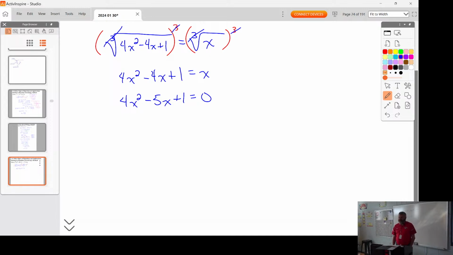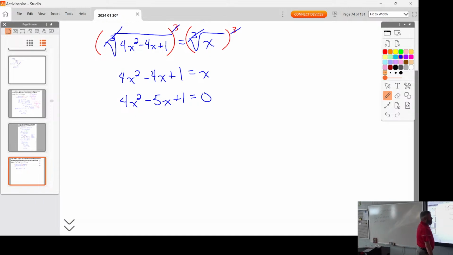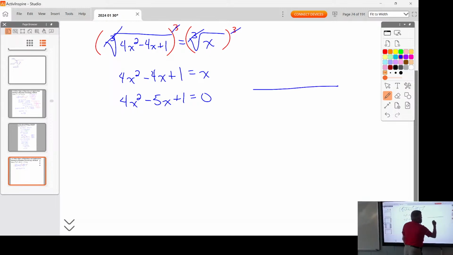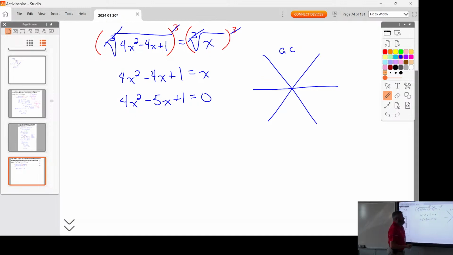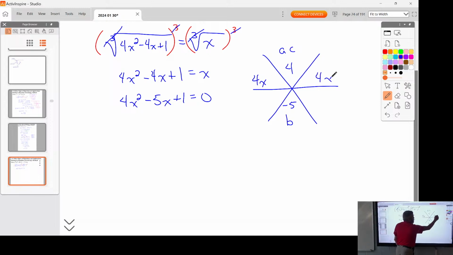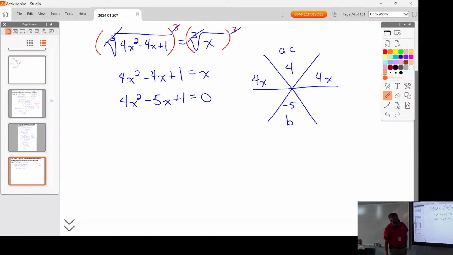Now what? Factor it. A is not 1, so how do you want to factor it? Okay. Snowflake it. AC is 4. B is -5. Top left, top right, 4x. What two numbers multiply together to get 4? But when you add them together, you get -5.